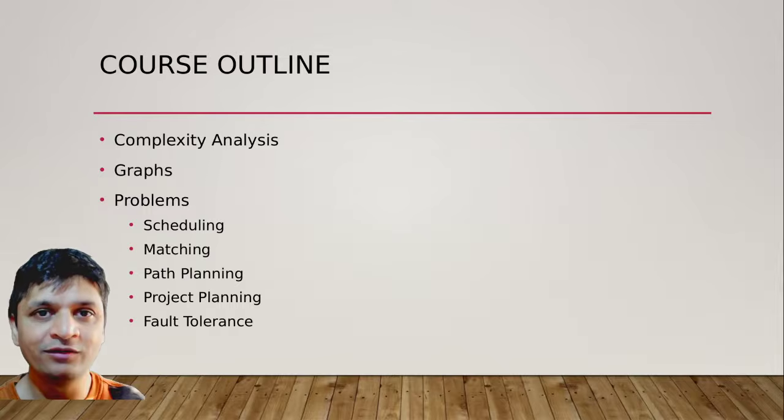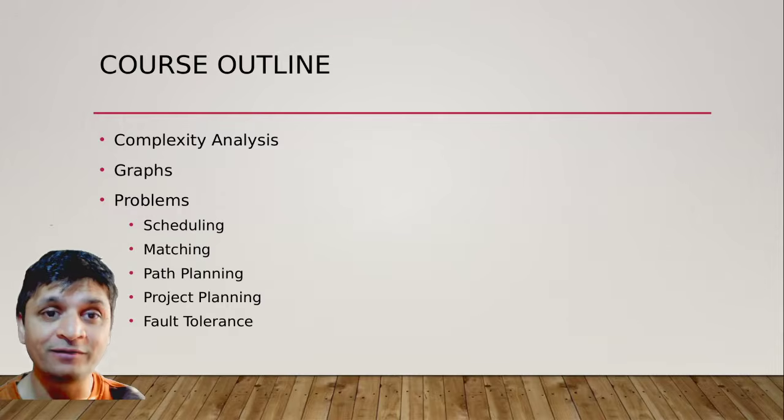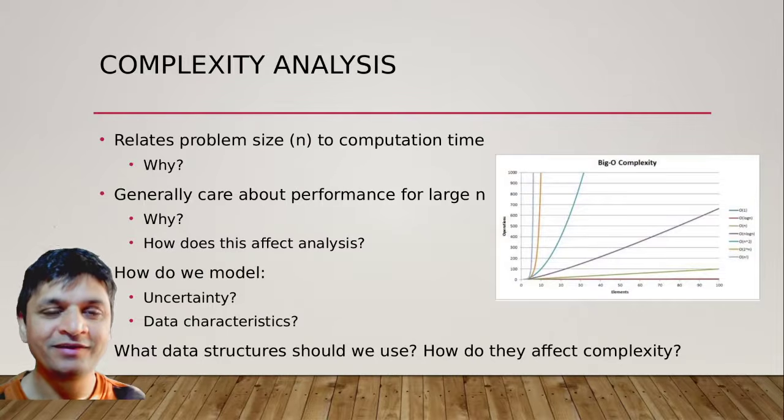We look at project planning using PERT charts. This is a graph-based algorithm for managing projects and is widely used in managing software projects, so you could find yourself using them a lot. And we look at fault tolerance. This is about how we plan so that when stuff fails, we don't have a complete system failure. Okay, and this is just a high-level outline. You'll get much more in-depth explanations of these problems as we go on.